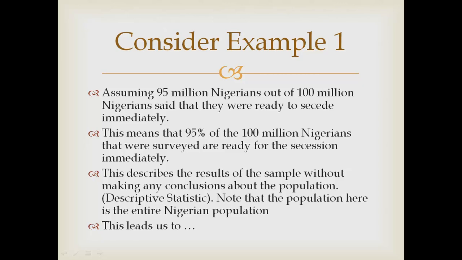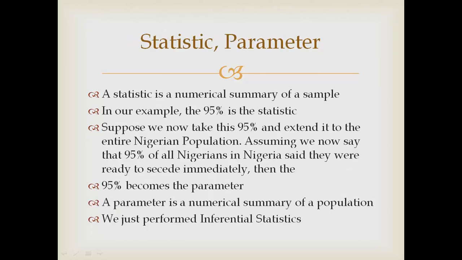You're making a conclusion about the sample. You now say that 95% of that 100 million say they were ready to secede immediately. That 95% was not the population, it was just 95% out of the sample. So this leads us to what we call statistic and parameter. That 95% from the sample is what we call a statistic. It is a numerical summary of a sample.